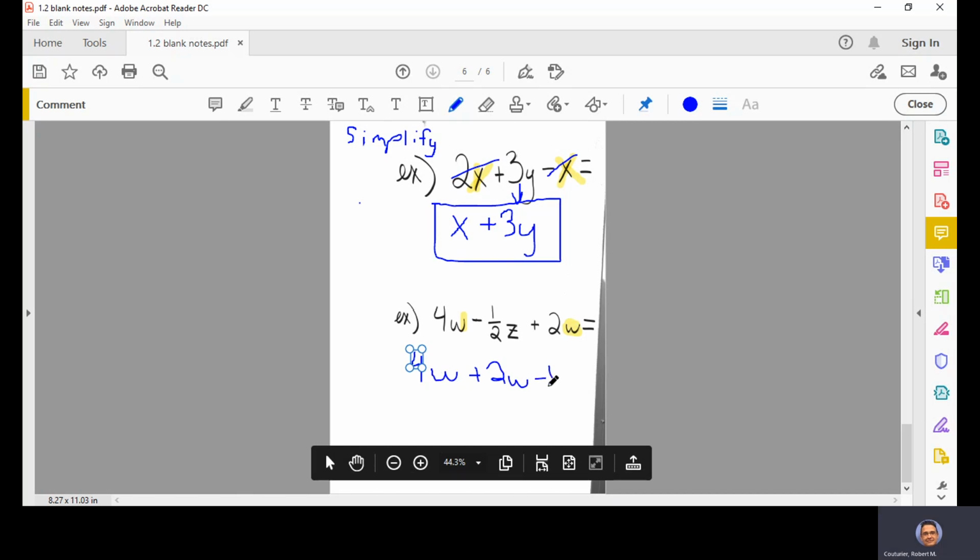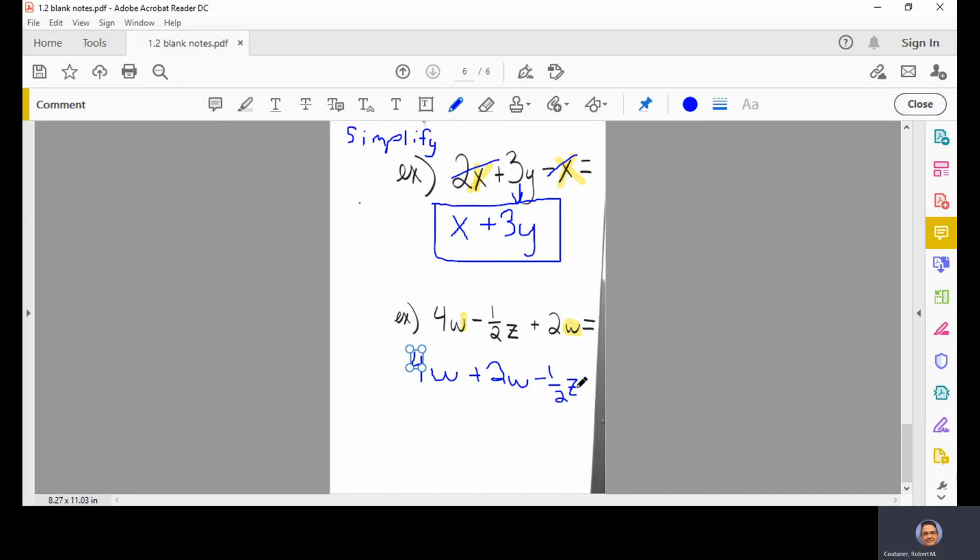Minus 1/2 Z. And I already know there's somebody saying, oh gosh, Mr. C, there's one of those dreaded fractions. Guys, fractions are our friend. They're easy to work with. I will show you all kinds of tricks this year, and you're going to realize it's not so bad.